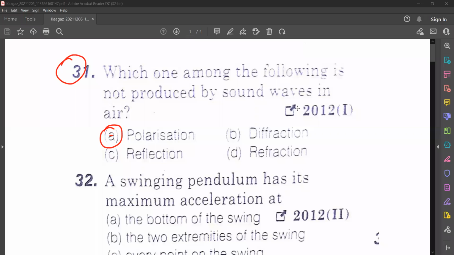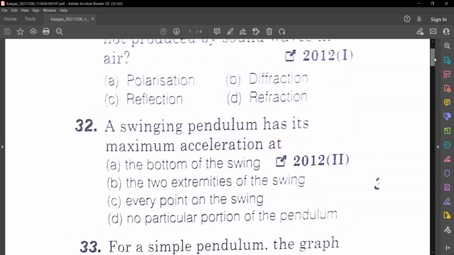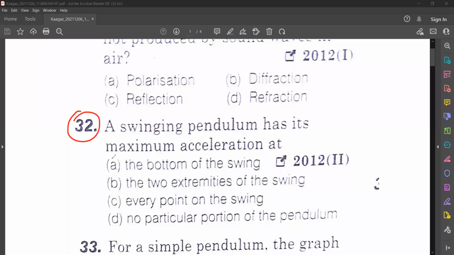Question number 32. A swinging pendulum has its maximum acceleration at: bottom of the swing, two extremes of the swing, every point on the swing, no particular portion of the pendulum. So which is the correct answer? Where does the swinging pendulum have the maximum acceleration?